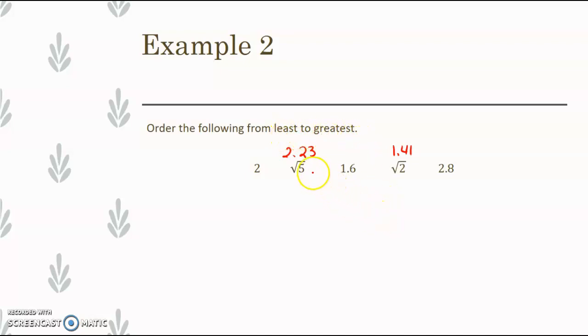Least to greatest. So the smallest number is going to be our 1.41, which is the square root of 2. So we're going to write square root of 2, and then a comma. And now this one's been used. My next smallest number is 1.6, and that's been used. And now I'm going to look, I've got 2, 2.23, and 2.8. So 2 is going to be our next. And then our 2.23, so square root of 5. And then we end with 2.8.